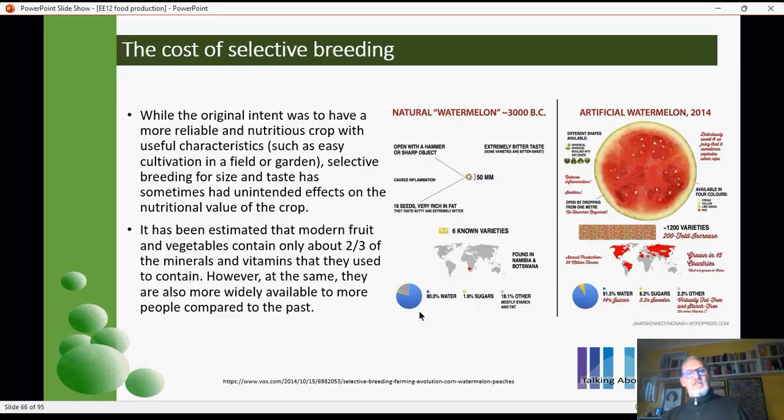And so thinking about some of the changes, it's been estimated that modern fruit and vegetables contain only about two thirds of the minerals and vitamins that they used to contain. Now I think this is referred to apples, because as we say, if you look at the case of the watermelon, it's not likely that the original watermelon was particularly nutritious if you could actually eat it, because it was rather disgusting.